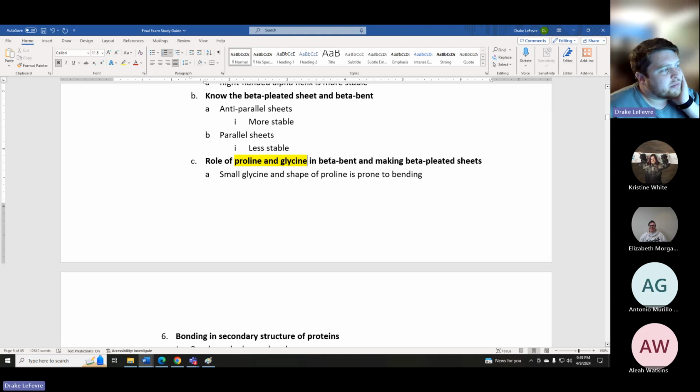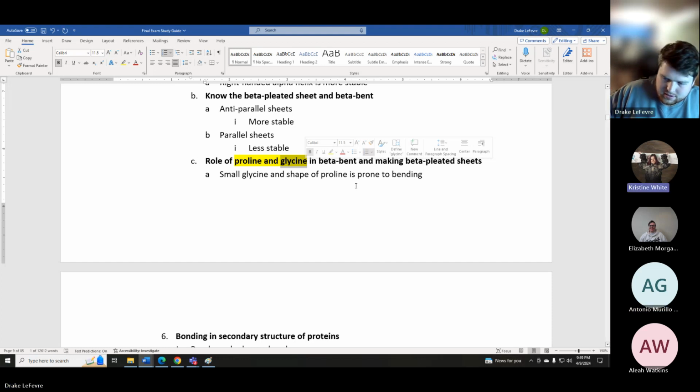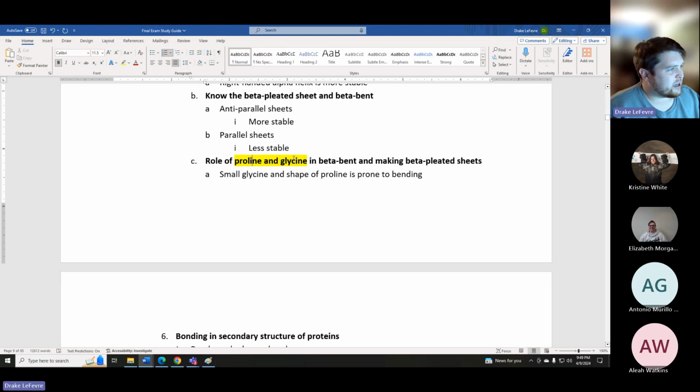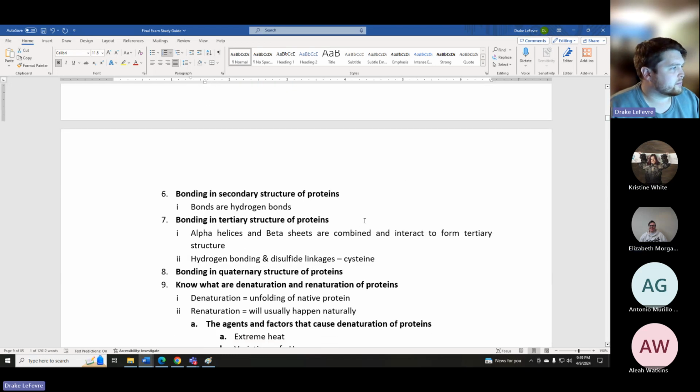Proline and glycine, because glycine is super, super small. What's funky about glycine that's different than all the other amino acids? What's special about glycine? Non-chiral. Yeah, it's the only one that's non-chiral. And because it's so small, it can move with proline to help the beta pleated sheets have a nice fold.